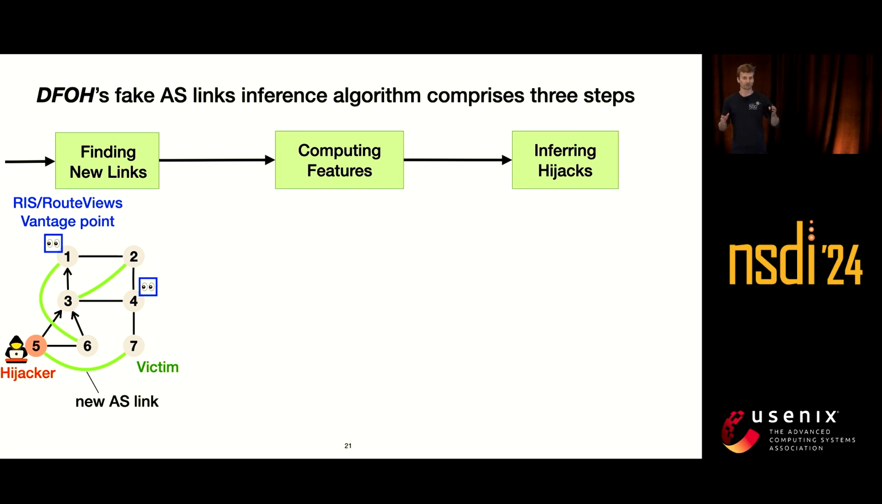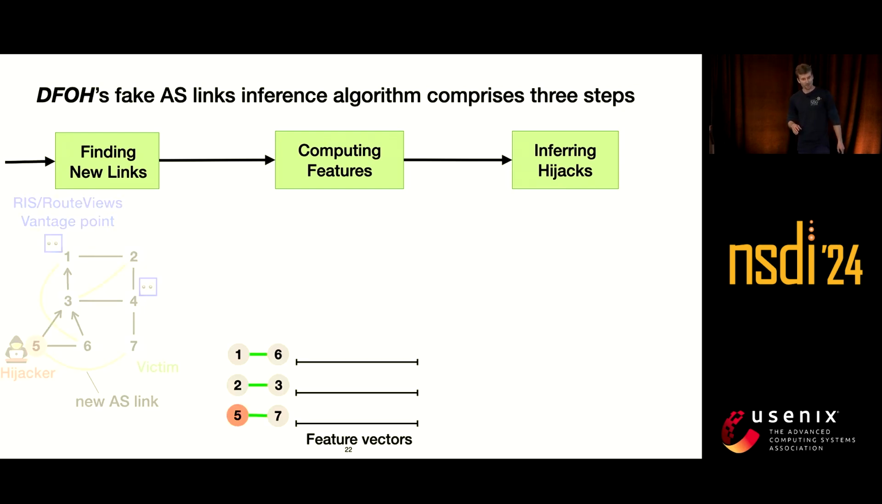There are 3 steps. First, we take the routes from RIS and RouteViews. We look at the AS paths. We build the AS-level topology. We maintain it over time. And we find new AS links. This is not new. It already exists. But then, for every new AS link, we compute a feature vector.